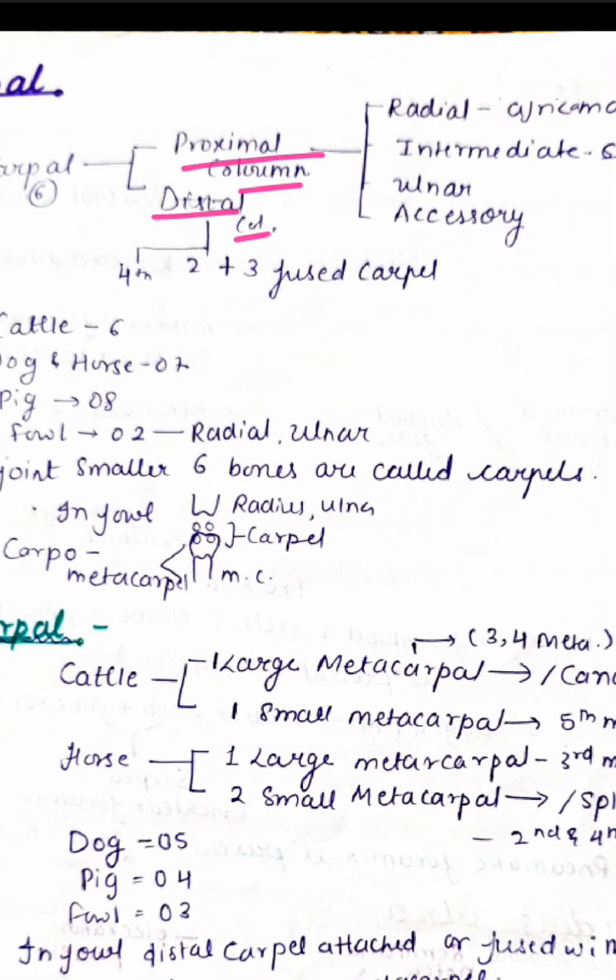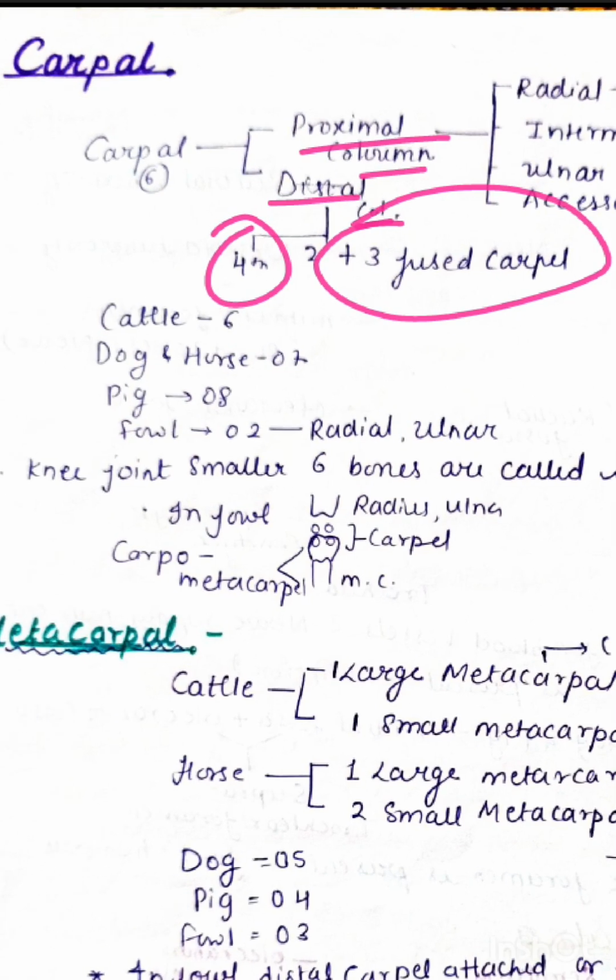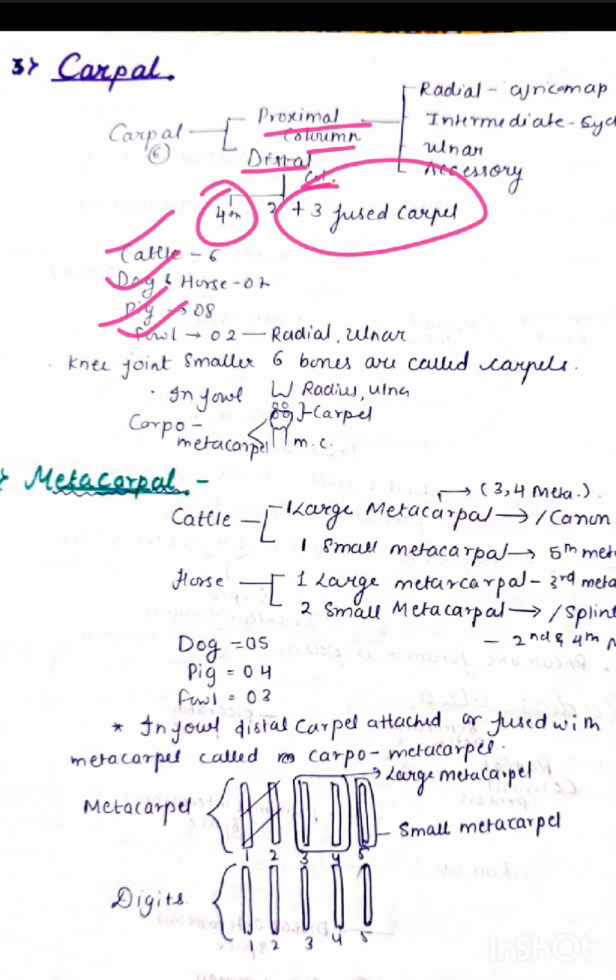The second part is the distal column, divided into 4 plus 2 plus 3 fused carpals. So cattle have 6, dog and horse have 7, pig have 8, and fowl have 2, radial and ulnar. The knee joint is smaller and these bones are known as carpals.